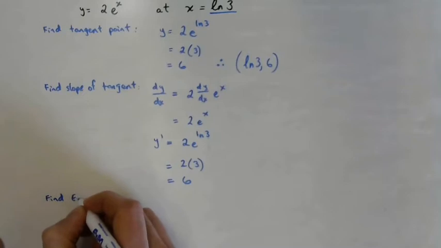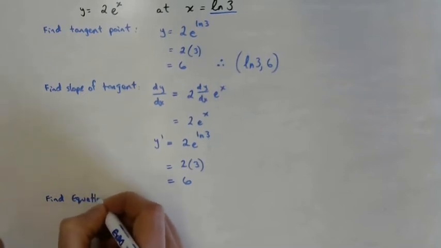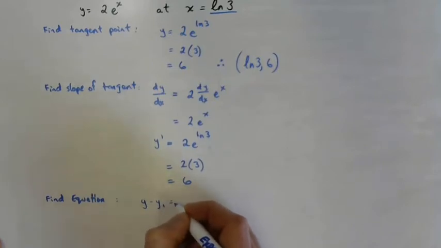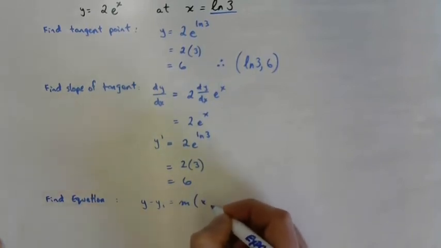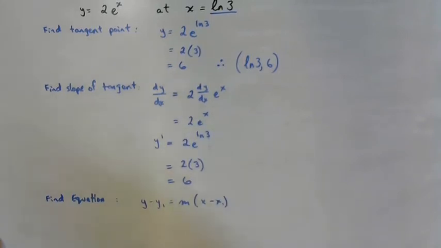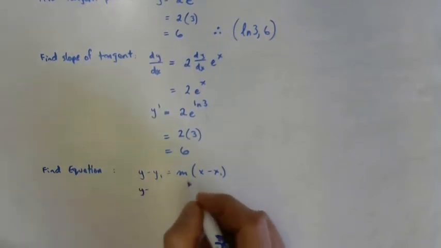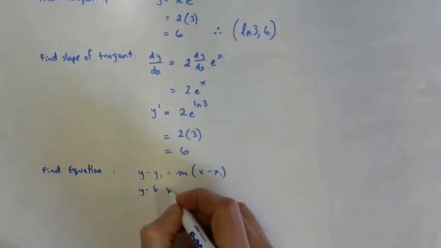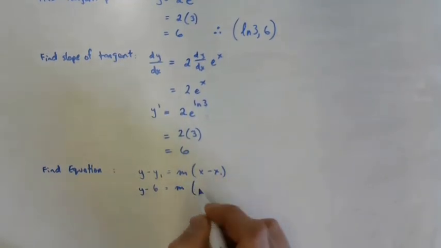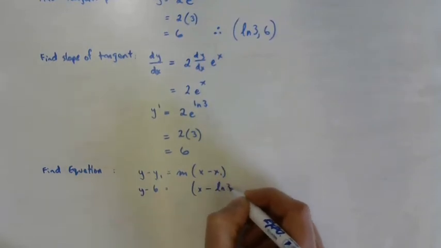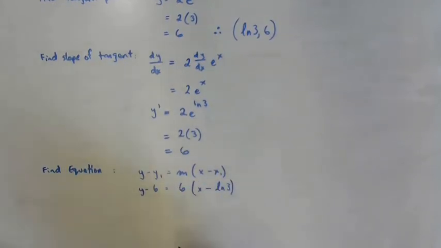To find the equation of our tangent, we're going to take our point slope form: y minus y1 equals m times x minus x1. And we're going to sub in the values that we know. We know a y value of 6, corresponding to an x value of the natural log of 3, and we have a slope of 6.